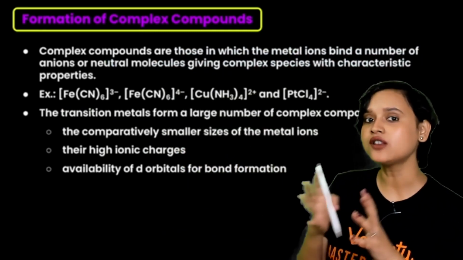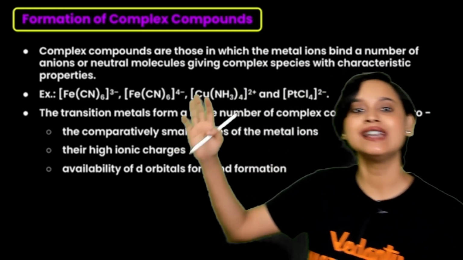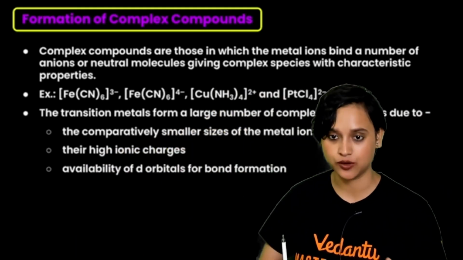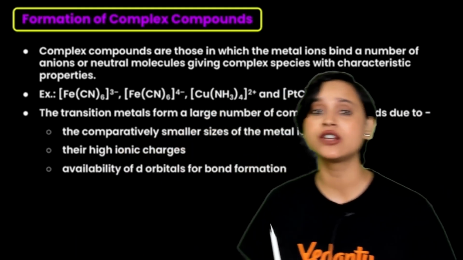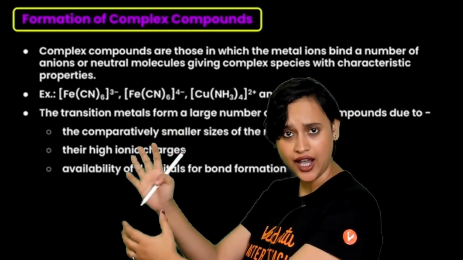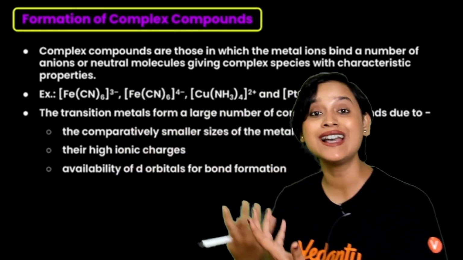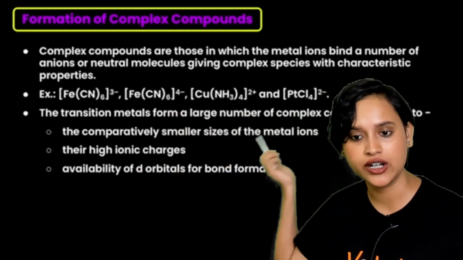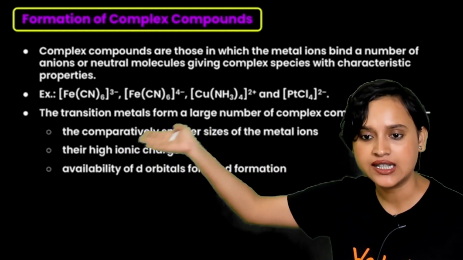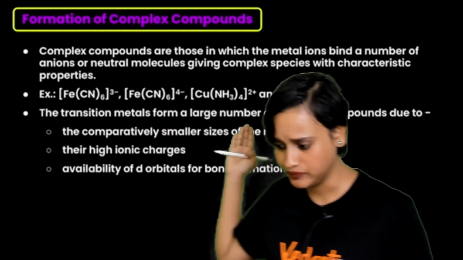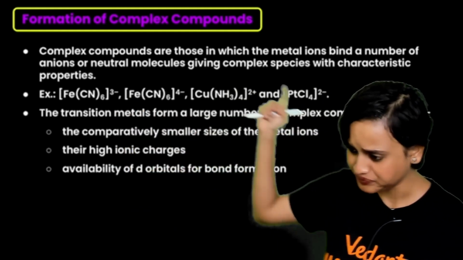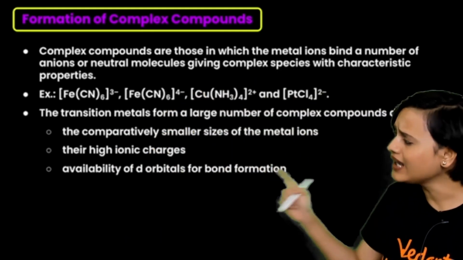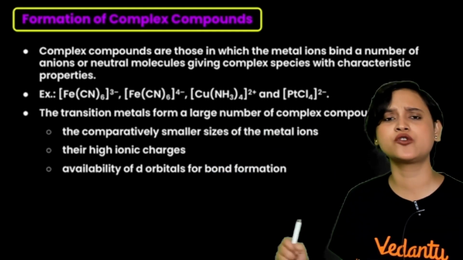Now, as I already told you, the d block elements also form a lot of complex compounds. Yes, they form complex compounds in which the metal ion binds to a number of anions or neutral molecules which are called ligands, and this is something that we have read thoroughly in coordination compounds. All of these are coordination compounds. Check it out: Fe(CN)6 4-, Cu(NH3)4 2+, PtCl4 2-, all of them are coordination compounds. Correct? Yes.